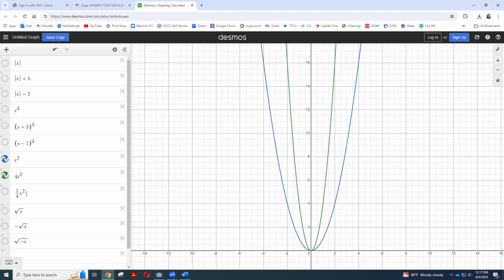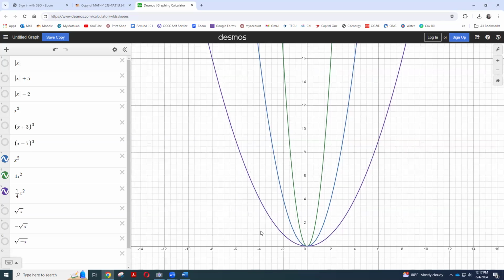So now if you have 1/4 x squared, now that is getting compressed, so it's not going to increase as fast. Now, a lot of times students will say the vocabulary of skinnier and fatter. And I want to show you why we don't say skinnier and fatter and why we say stretched and compressed.